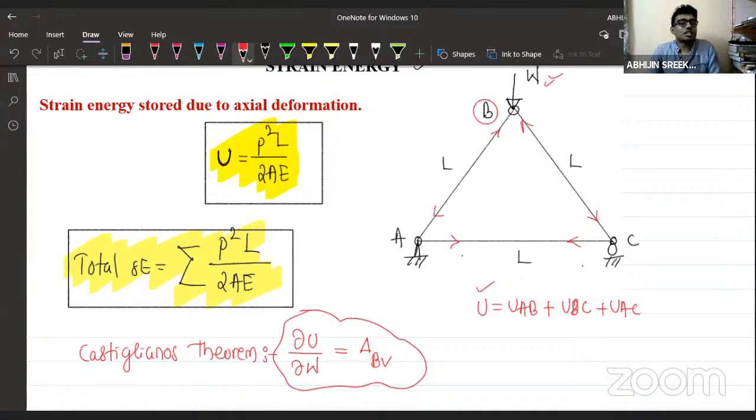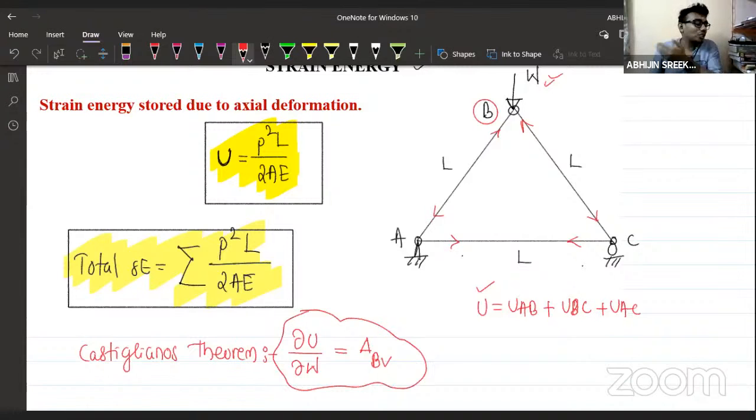There is a drawback. What is the drawback? Can you tell me what's the problem here? We will not be able to calculate the horizontal displacement, if it is required, by using Castigliano's theorem. Why? Because Castigliano's theorem is going to give you the displacement only at the point of application of the load, in the direction of the load. If the load is vertical, you will be able to calculate only the vertical displacement, not the horizontal displacement.